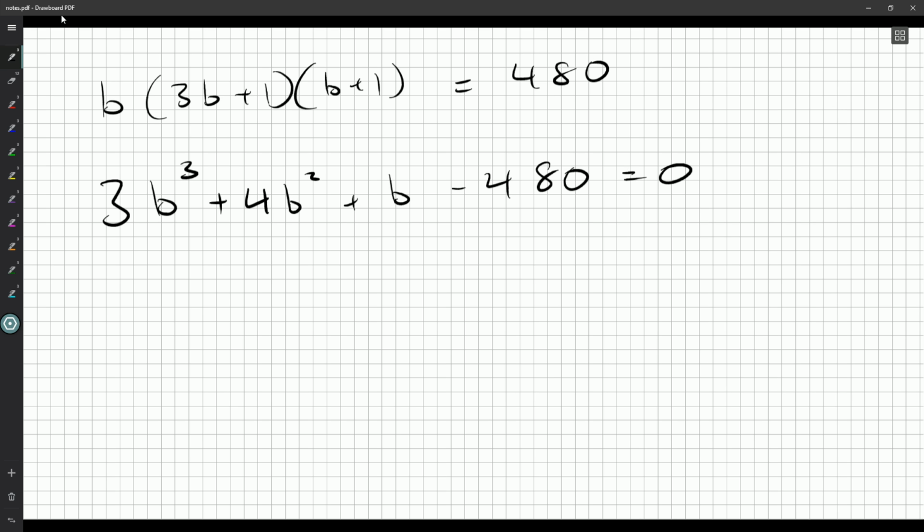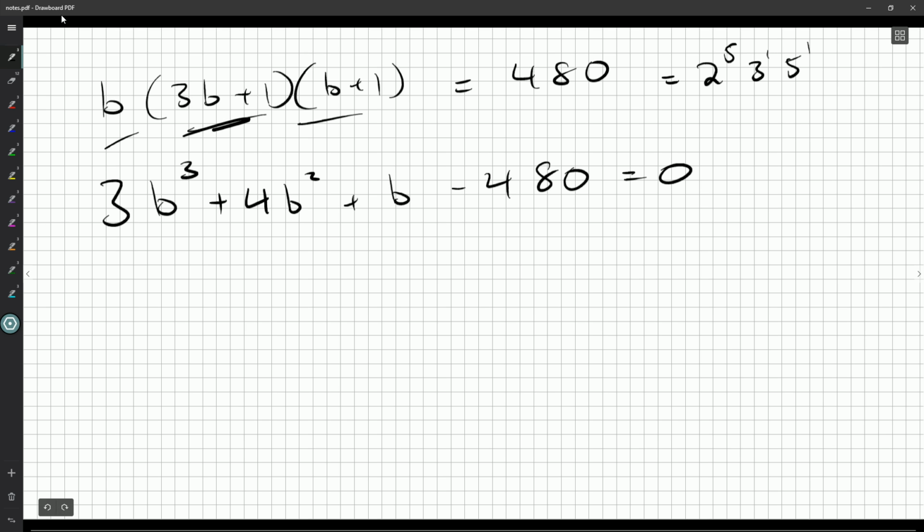Is there anything else we could do here with this? Well, b has to be bigger than 0, definitely. I can't divide by 3 or anything like that. I don't see an easy way to factor this. Can we experiment and try and find something? So I know 480, because I just did this, is 2 to the 5, 3 to the 1, 5 to the 1. One of these has to be a multiple of 5. Definitely can't be 3b plus 1.